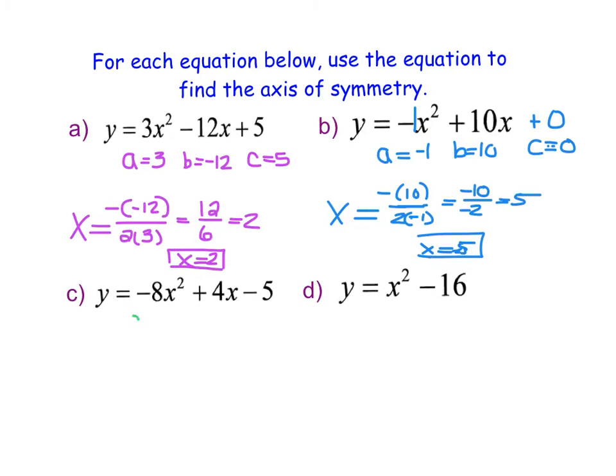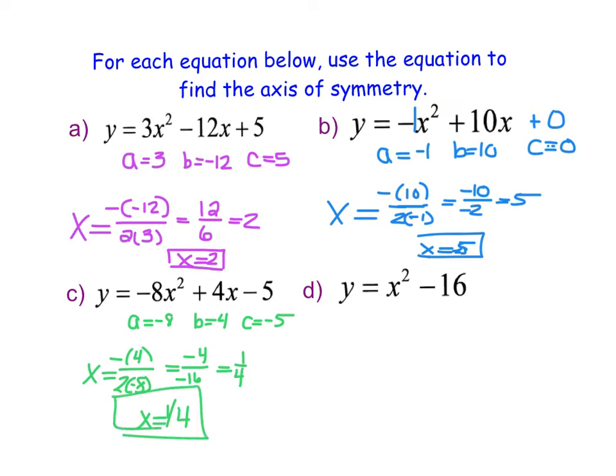Third example here, I have a is equal to -8, b is equal to 4, and c is equal to -5. So I start off with x is equal to -b divided by 2 times a, which is -8. So my numerator is negative 4. My denominator becomes negative 16. Negative over a negative becomes a positive 1/4. So my axis of symmetry is x is equal to 1/4.